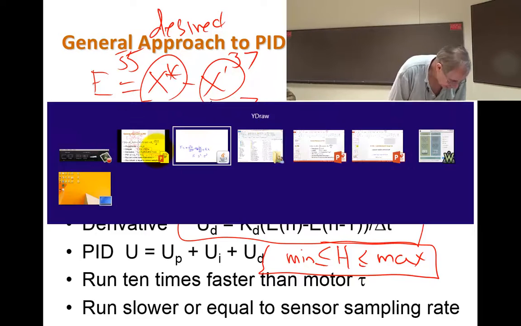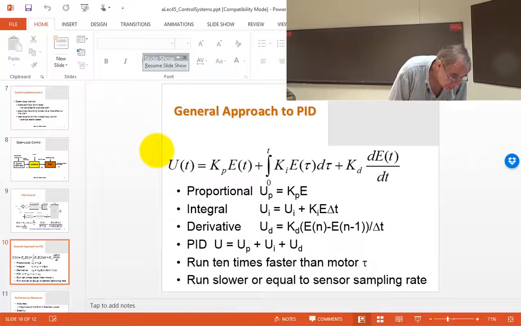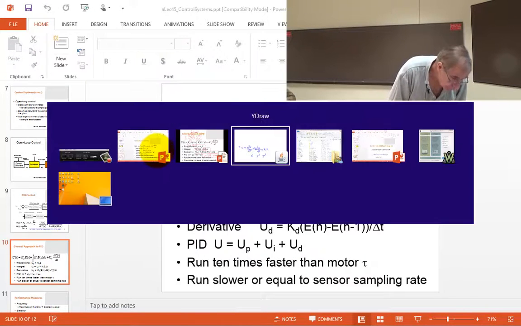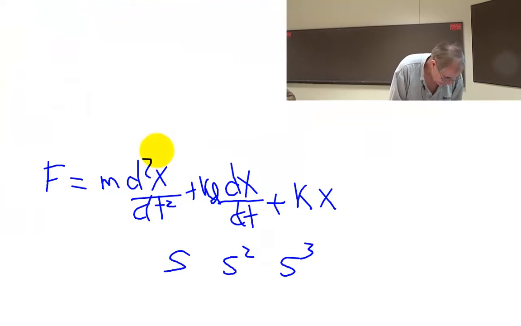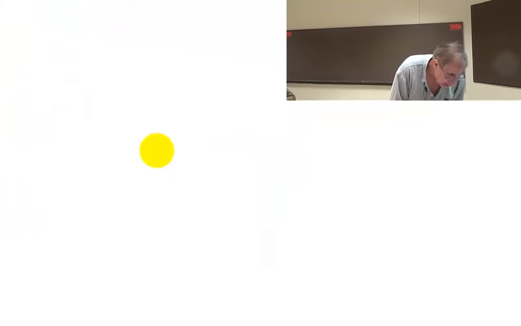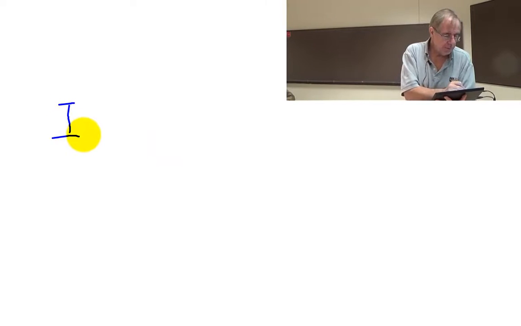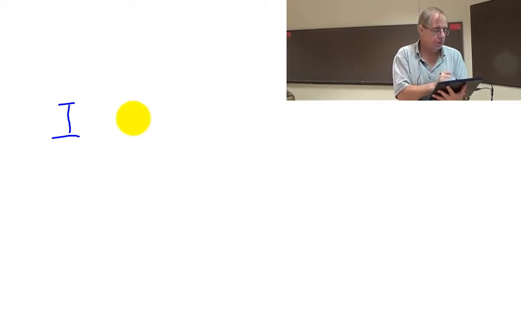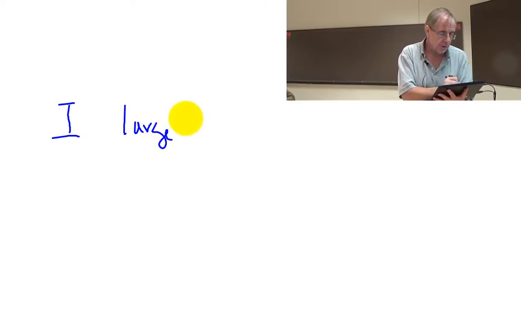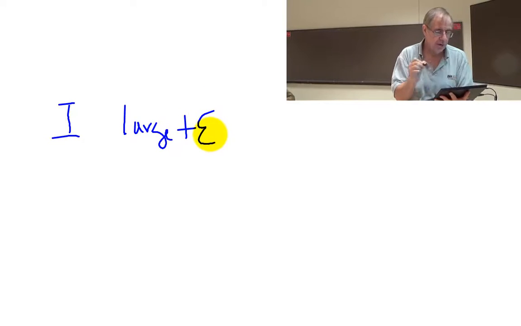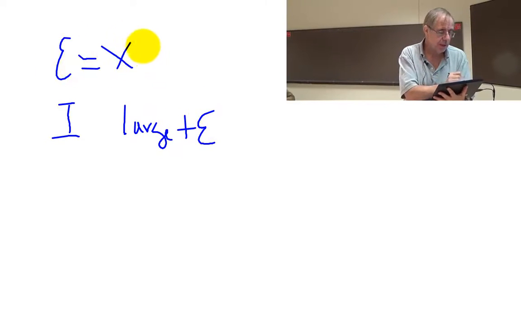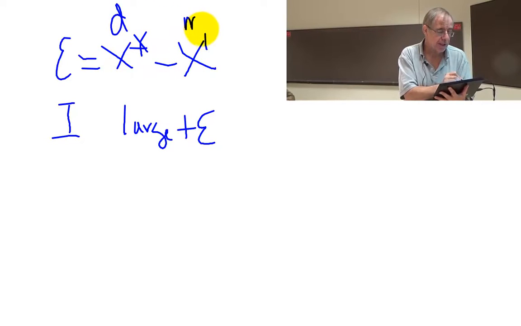Dr. Valvan? Yeah, sure, go on. Could you please explain the derivative term, what you mentioned? Okay, I'm just trying to give you some intuition. The integral term has to do with if you have a large positive error. Remember, error is equal to x star minus x prime. Well, this is the desired and that's the measured.